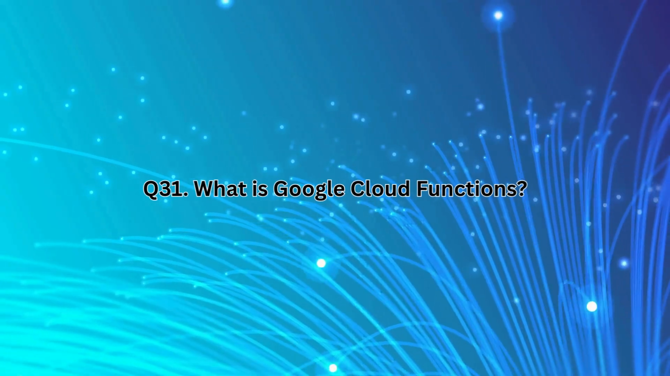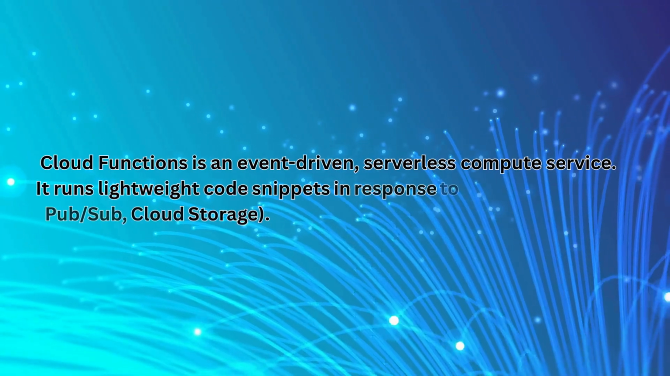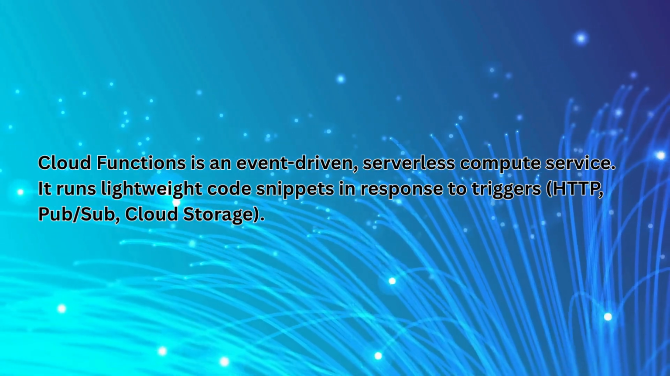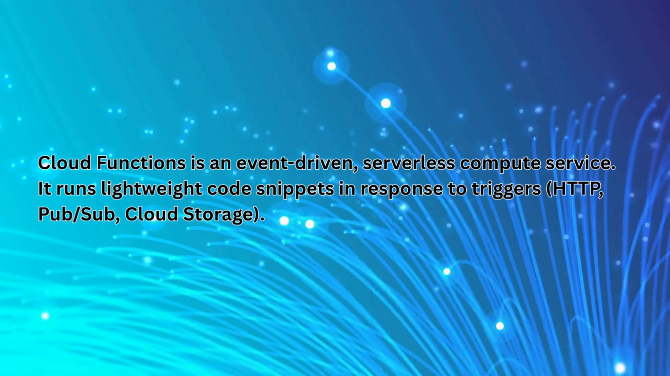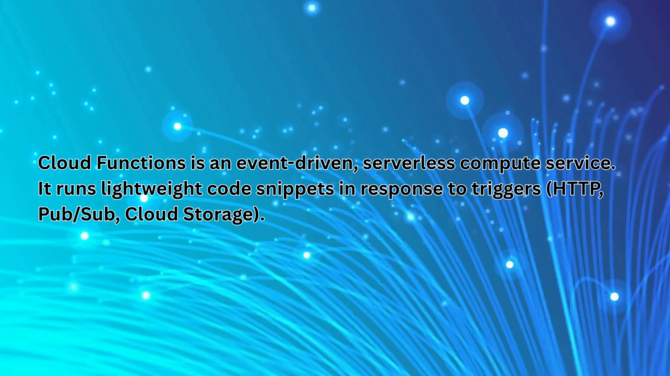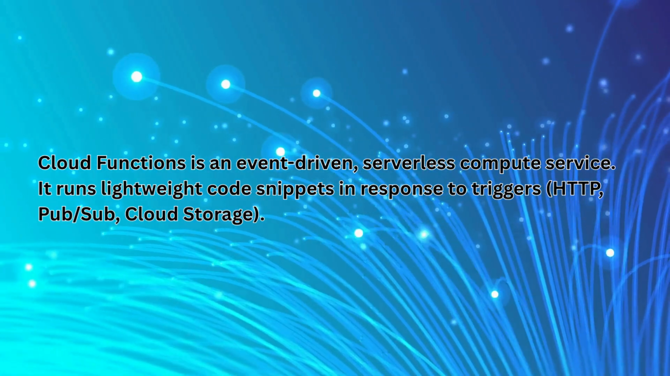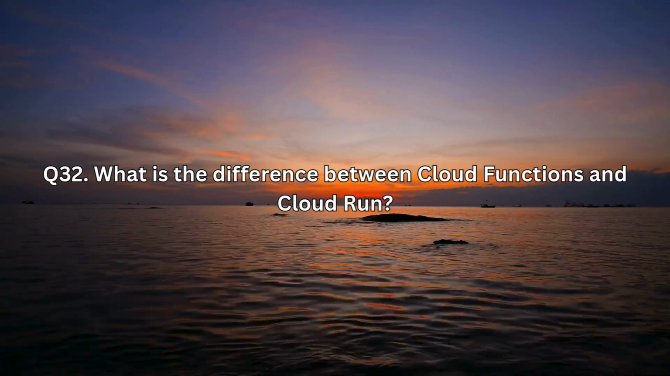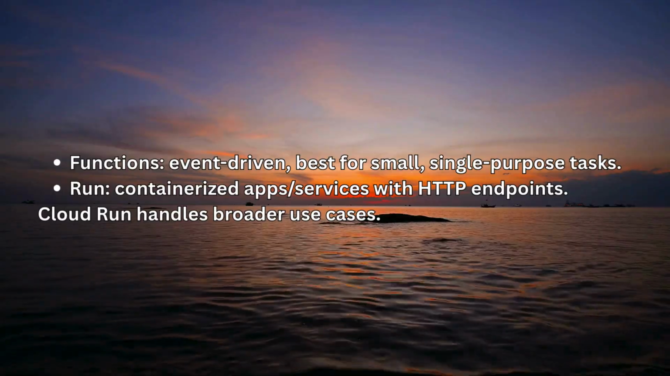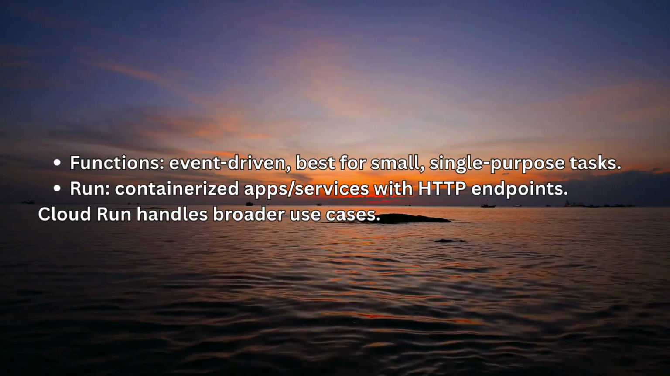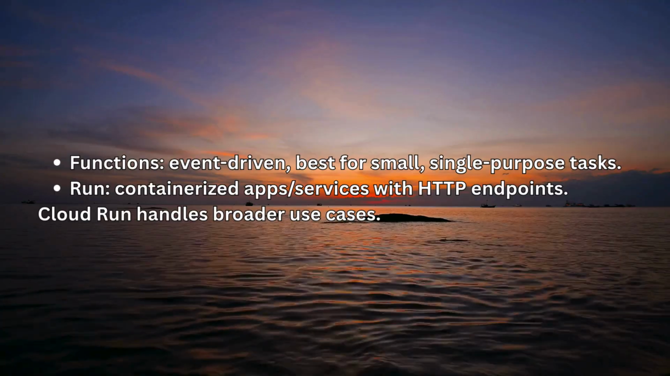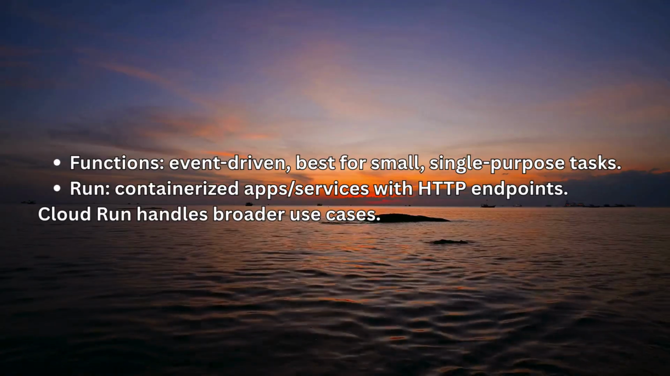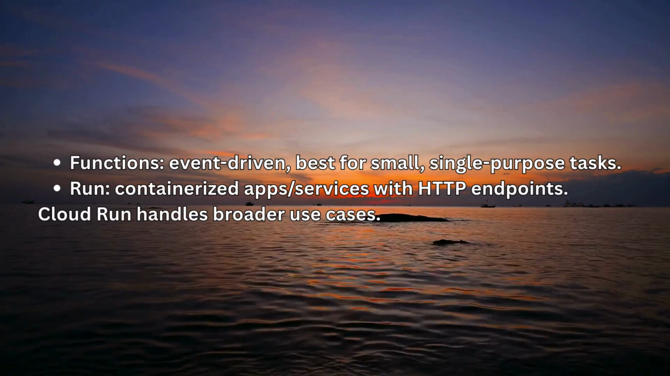What is Google Cloud Functions? Cloud Functions is an event-driven, serverless compute service. It runs lightweight code snippets in response to triggers: HTTP, Pub/Sub, Cloud Storage. What is the difference between Cloud Functions and Cloud Run? Functions: event-driven, best for small, single-purpose tasks. Run: containerized apps or services with HTTP endpoints. Cloud Run handles broader use cases.